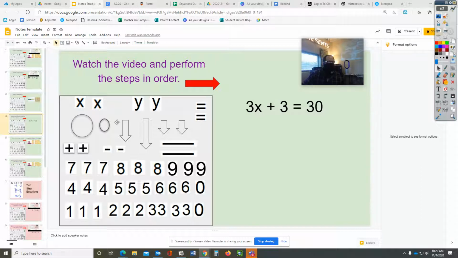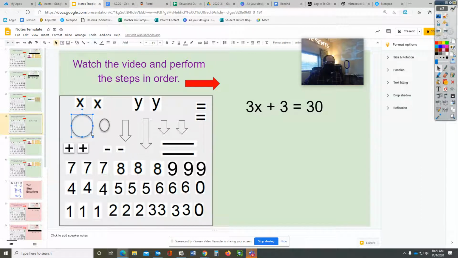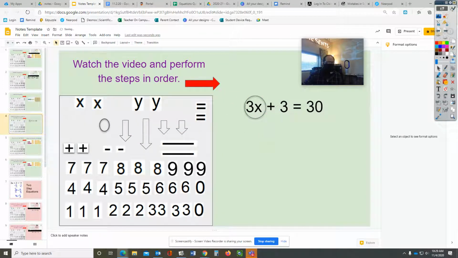So the first thing I'm going to do again, I want to isolate my term, my 3x. So I'm going to drag my circle on top of my 3x there. So I'm going to isolate it. Now right beside it, I want to get rid of this number right here. And so how do I get rid of a positive 3? Well, I turn it into a minus 3. So I'm going to drag over minus 3 underneath it, and that will cancel it out.